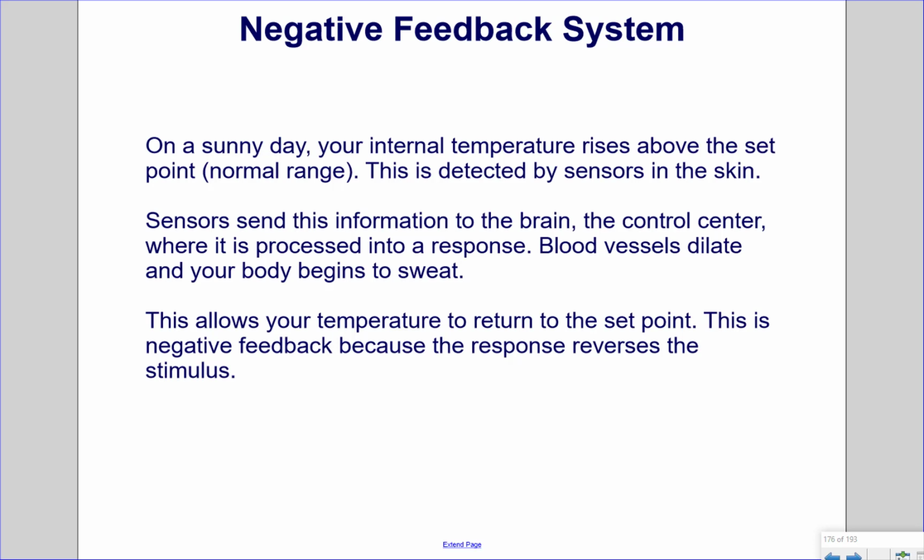Negative feedback system. On a sunny day, your internal temperature rises above the set point, the normal range. This is detected by sensors in the skin. Sensors send this information to the brain, the control center, where it is processed into a response. Blood vessels dilate, and your body begins to sweat. This allows your temperature to return to the set point. This is negative feedback because the response reverses the stimulus. In this case, it was hot outside, your body decided it had to cool down and avoid getting too hot. The opposite would be true as well. If it was a cold day out, your body would need to warm up to avoid getting too cold.